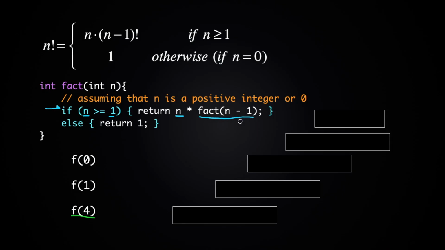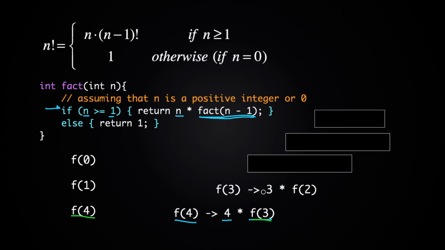But we don't know what the value of fact of 3 should be, so we need to call that function. So I just wrote it here. Here I'm saying the return value of f of 4 will be 4 times f of 3. And then we need to call f of 3 to find the return value for that. And once we call f of 3, the same thing will happen.